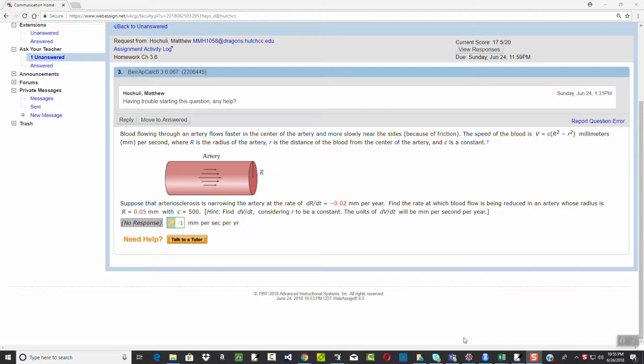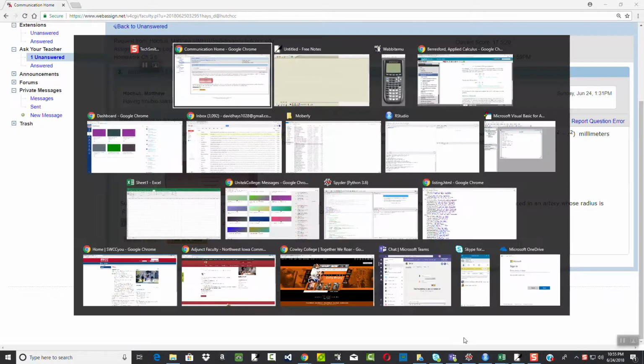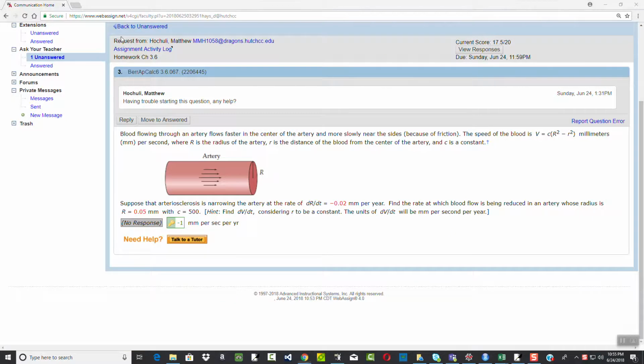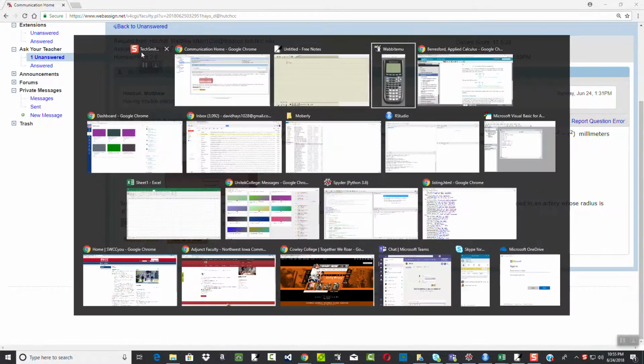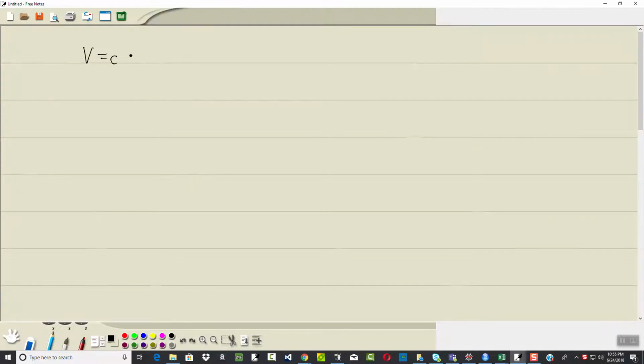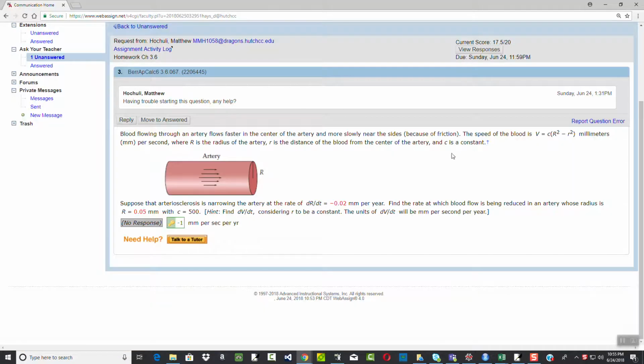Okay, blood flowing through an artery flows faster in the center of the artery, more slowly near the sides because of friction. Speed of the blood is volume equals C times R squared minus, I think, little r squared, in millimeters. Big R is the radius of the artery, little r is the distance of the blood from the center of the artery, and C is a constant.